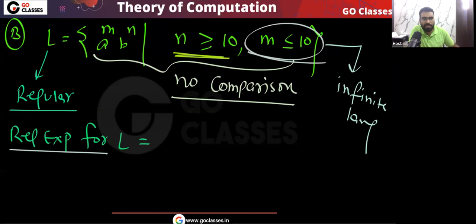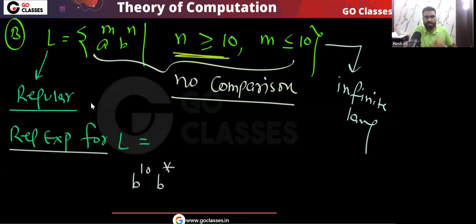That is very easy. Remember, m is less than equal to 10. So if m is 0, then what will I get? Very simple. Then I will get b power 10. At least b power 10 should be there. Yes or no? And then b star. Okay, b power 10, b star, because remember, n is greater than equal to 10. This will happen when you put m equal to 0.